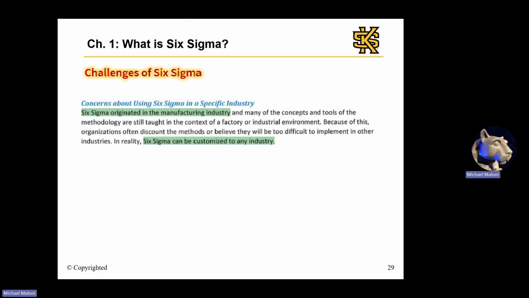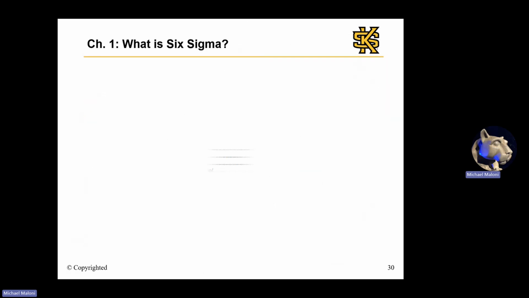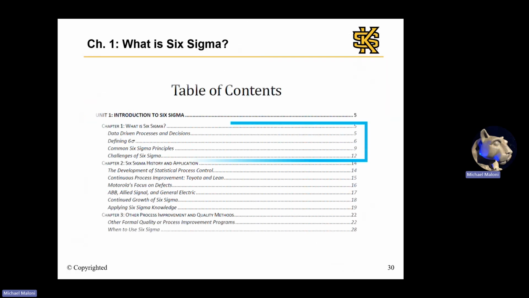And the last challenge concerns using Six Sigma in a specific industry. So Six Sigma originated in product manufacturing at Motorola, but it really applies to all industries, including products and services. It can be customized to any industry as well as any organization.